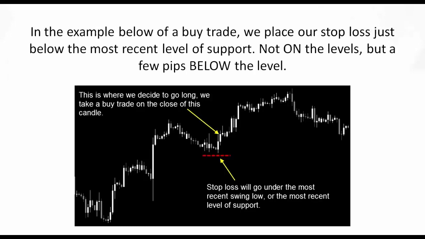In the example below of a buy trade, we place our stop loss just below the most recent level of support. Now, not on the level, but just a few pips below the level. Again, we want to take into consideration that halo effect. The level is right where the price stops, so we want to give it that halo. We want to put our stop loss in a more safe place, just below that potential halo that could be there.